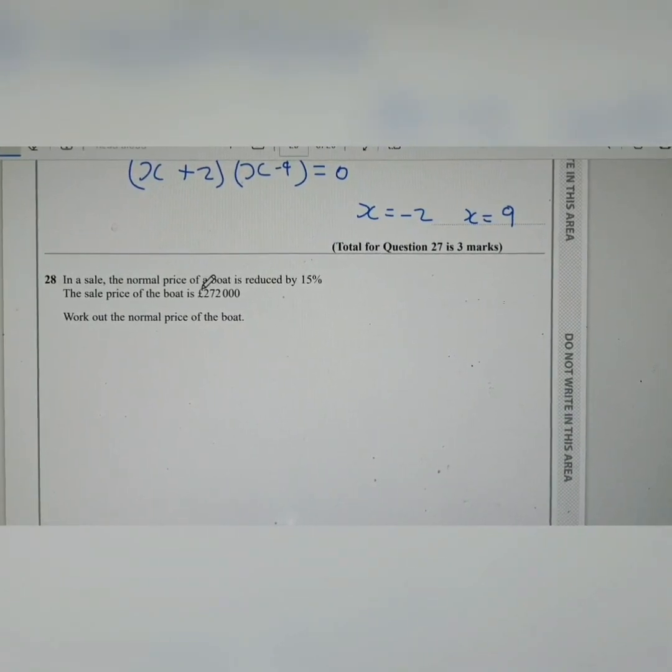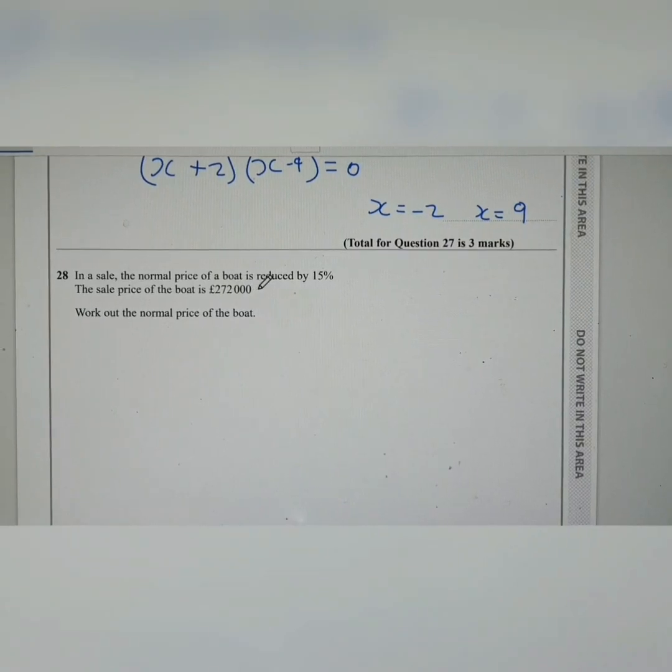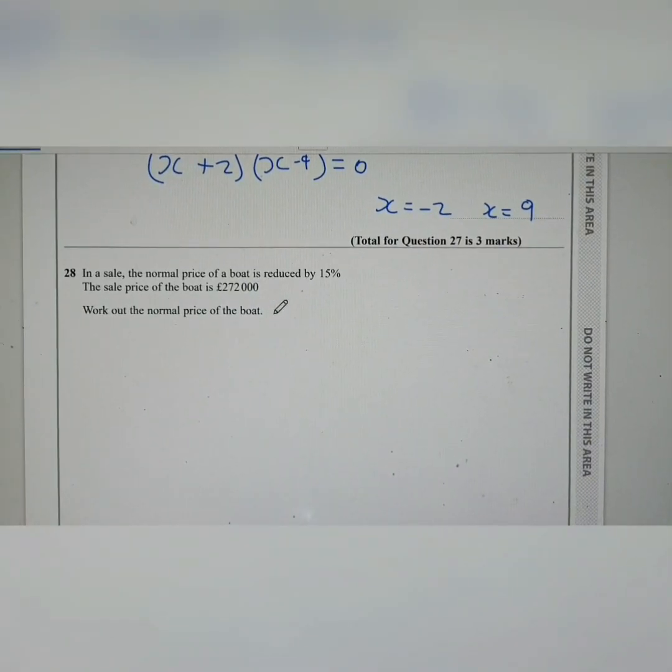In a sale, the normal price of a boat is reduced by 15%. The sale price of the boat is £272,000. Work out the normal price of the boat. So this is the original price. So for a reduction of 15%, you need to do 100 take away 15, which is 85%. So the multiplier will be 0.85.